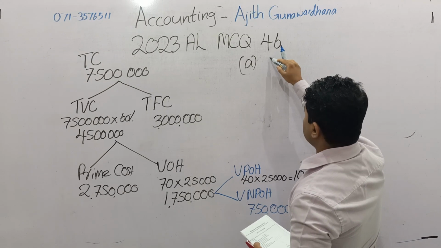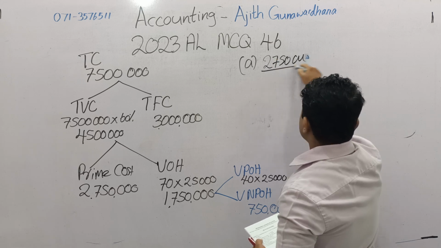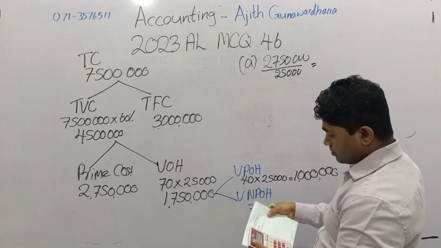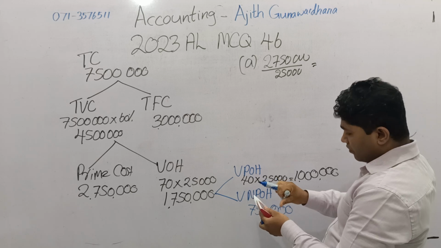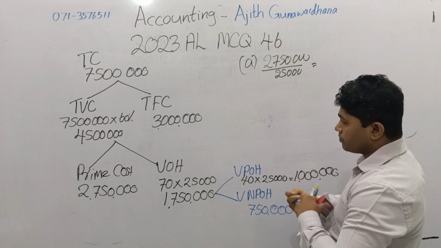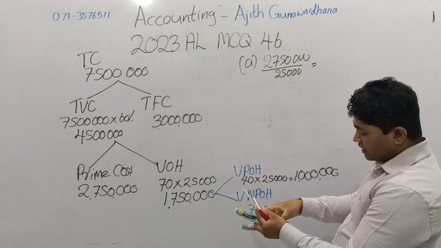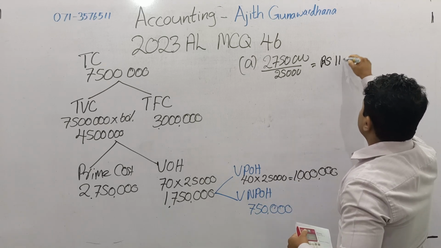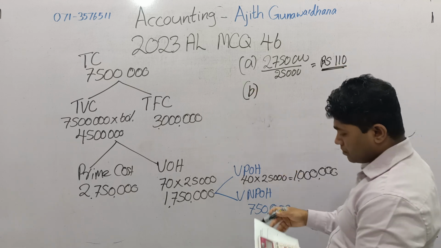Total prime cost equals 2,750,000. Production quantity equals 25,000. Therefore, 2,750,000 divided by 25,000 gives the first answer: rupees 110. Part A answer.